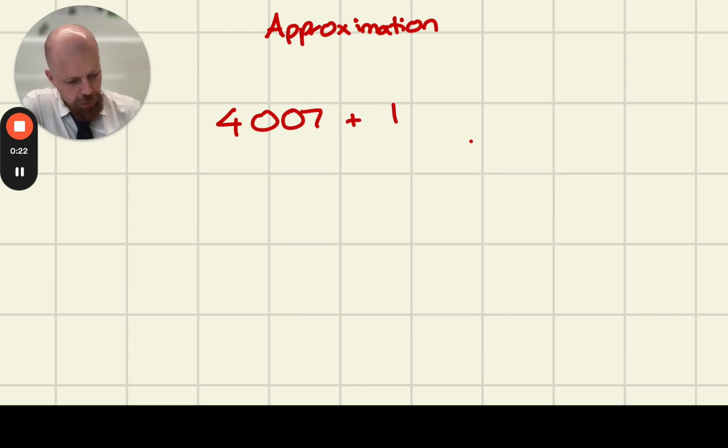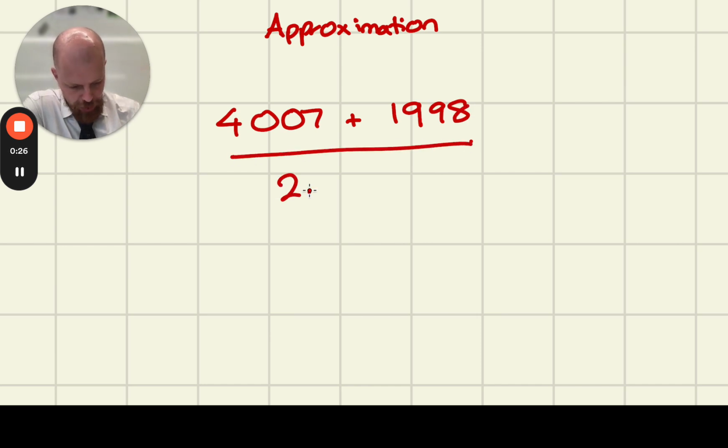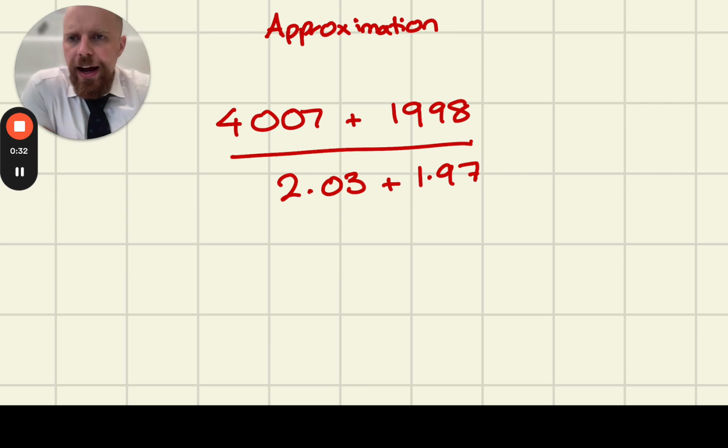4,007 plus 1,998 over 2.03 plus 1.97. Now, without a calculator, this isn't very easy to do at all. However, what you can do is round each one to the nearest nice whole number. Usually, we round to one significant figure. If you need to, go back and look at the video I've already made on rounding to significant figures.